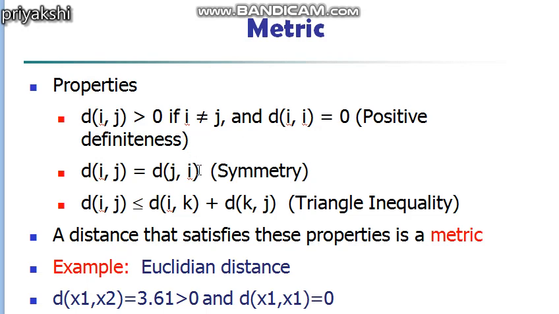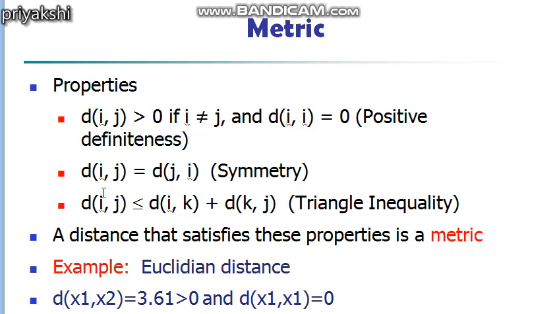The second property, the symmetricity property, tells you that the distance between two objects i and j will be equal to the distance between j and i. And the third is that the distance between i and j is less than or equal to the sum of the distances between i and k and between k and j, where k is common to both. That is known as the triangular inequality. Any distance measure which satisfies all these properties is known as a metric.